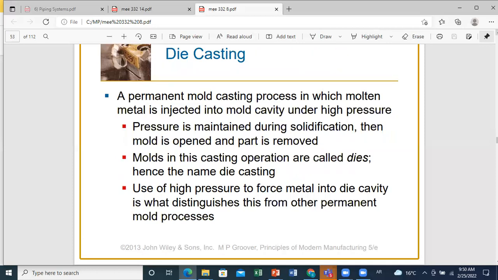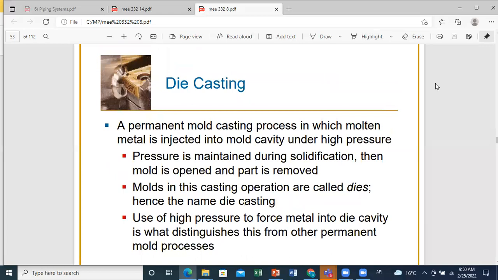Now, another type of permanent molding is die casting. Die casting is a permanent mold casting process in which the molten metal is injected into the mold cavity under high pressure. So here, one of the characteristics of die casting is the way of injecting the metal, and it's done under high pressure. So this is why pressure will be maintained during solidification, and then the mold is opened and the part is removed. Molds in this casting operation are called dies, hence the name of die casting.